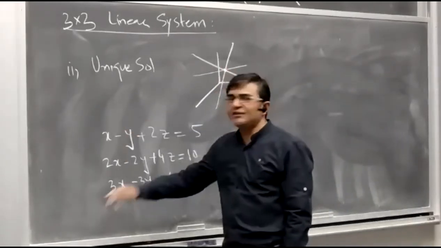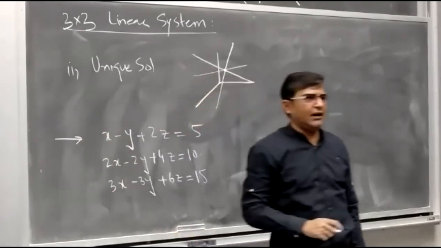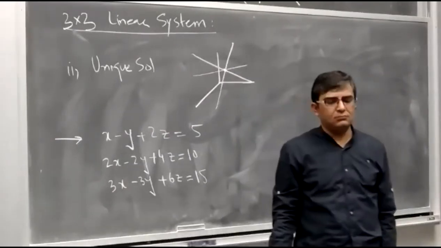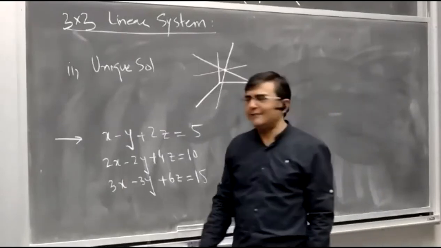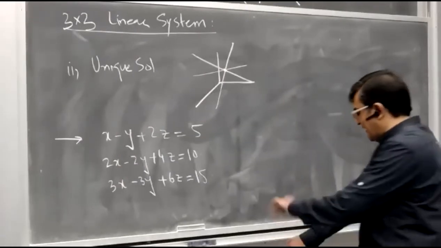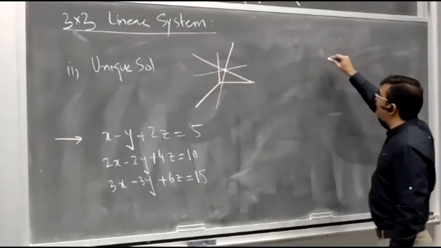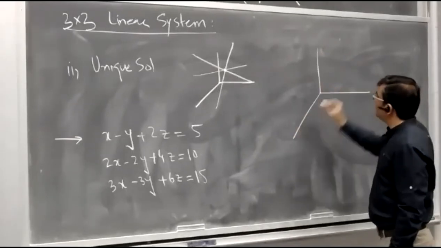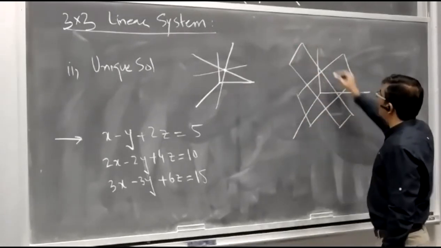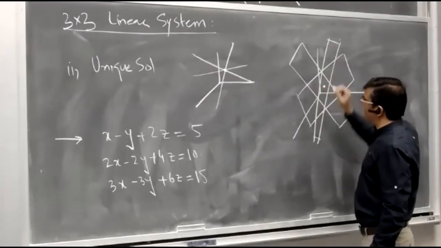Now, if we have a 3x3 system, a single equation in a 3x3 system in 3D is what? A straight line? No. A plane, yes. Now we are talking about three planes. These are not straight lines. In order to get the unique solution, you have three planes in 3D which are coinciding at a single point. Only one point. It is possible.